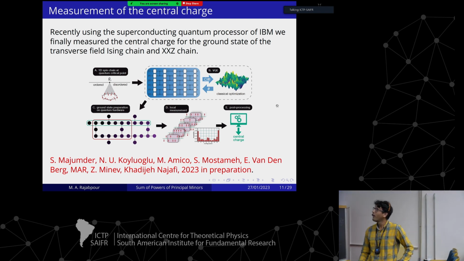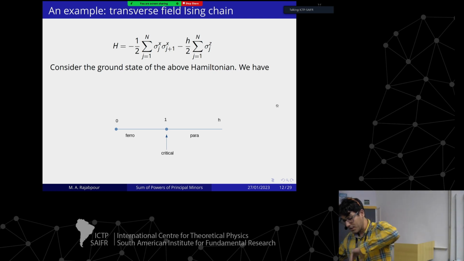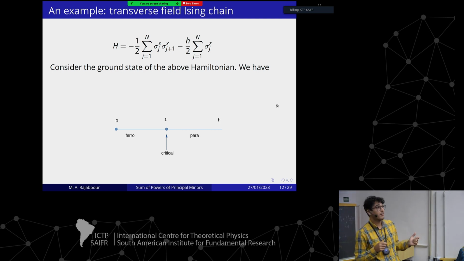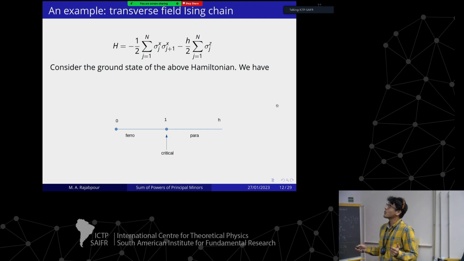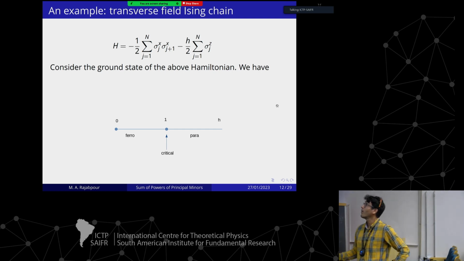Okay, now let me tell you a bit about the transverse field Ising chain. I told you the general stuff, that these quantities are interesting. Now I just want to give you an example that probably everybody is familiar with, and then I will come back to my original problem. The transverse field Ising chain is the simplest quantum chain that we have. This is sigma x, and this is sigma z. We have a critical point at h equal 1. We have a paramagnetic phase for h bigger than 1, and for smaller than 1, a ferromagnetic one.